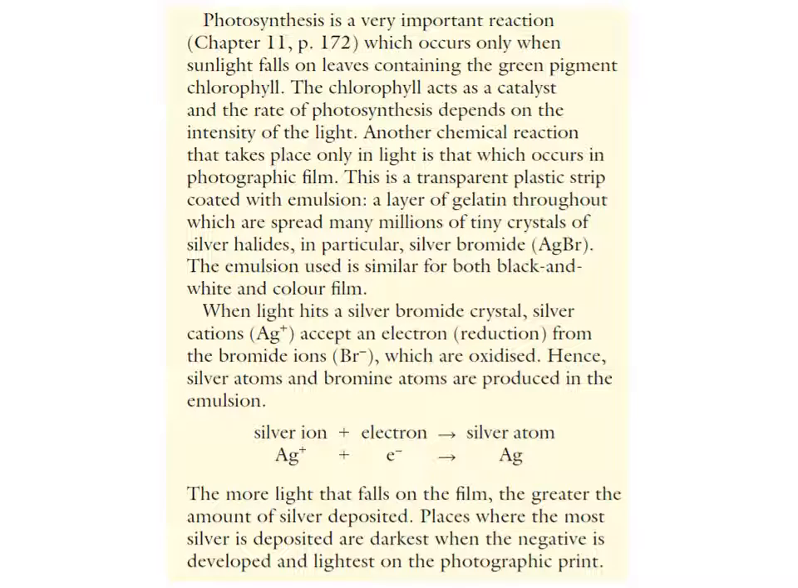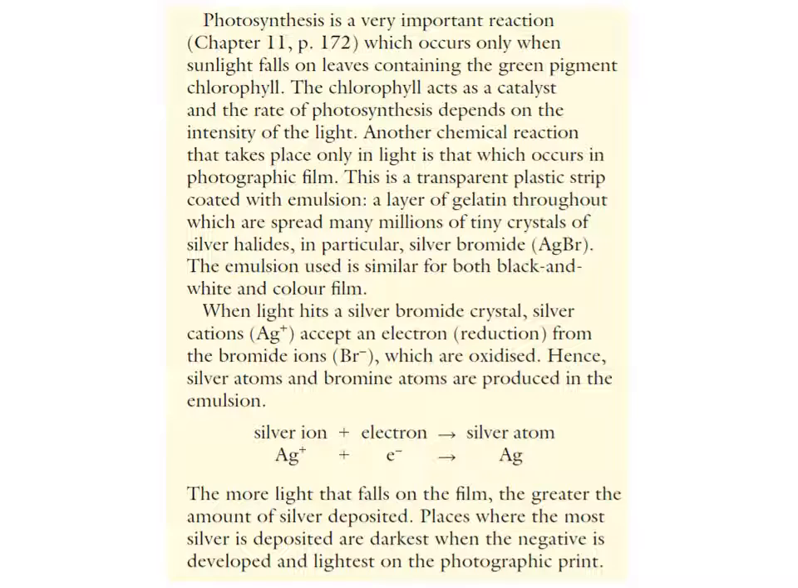Another chemical reaction that takes place only in light is the one which occurs in photographic film. So first is photosynthesis, a light-dependent reaction, and the second one is photographic film. This is a transparent plastic strip. It is not the case of today's camera. Today we have the digital camera, but this was the previously used camera in which we were using photographic film. So what is photographic film?